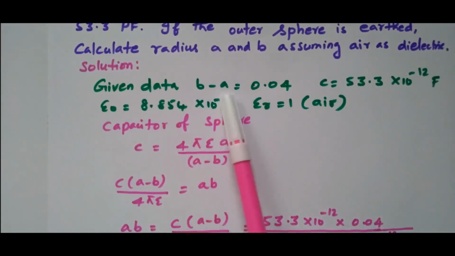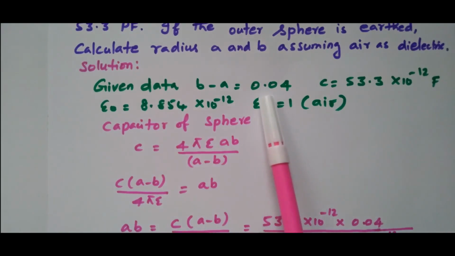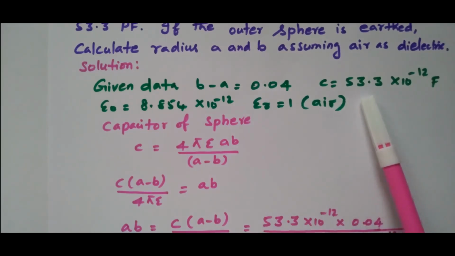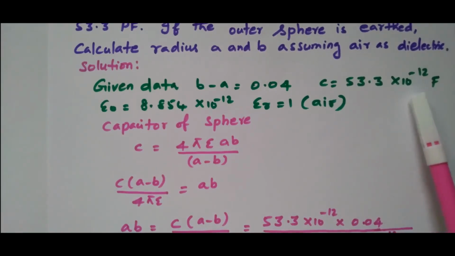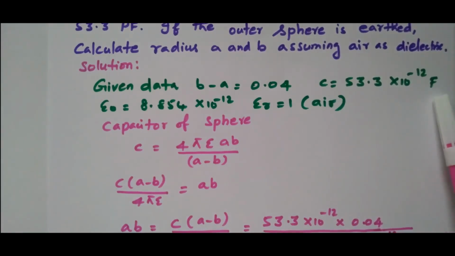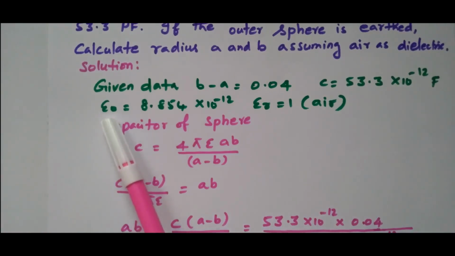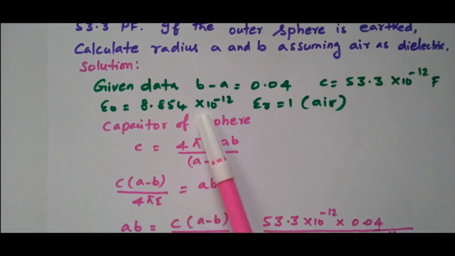The difference between these two is B minus A equal to 0.04. Converting into meter, 4 into 10 to the power minus 2, that is 0.04 meter. The capacitance value is given, 53.3 picofarad, that is 53.3 into 10 to the power minus 12 farad, since picofarad means 10 to the power minus 12 farad. Then epsilon naught is a constant, 8.854 into 10 to the power minus 12. Epsilon r equals 1 because it is air as a dielectric.